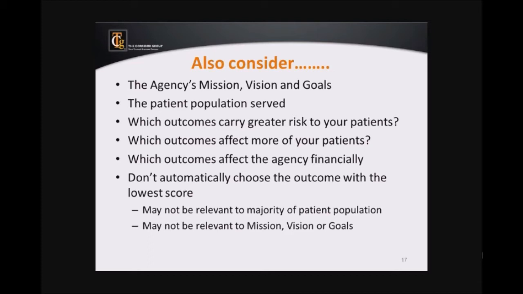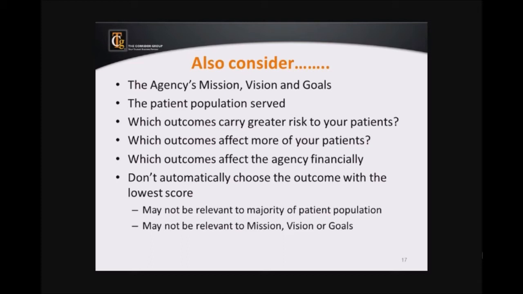But you also need to consider more than just those statistically significant outcomes from OBQI. When you are selecting an outcome for an improvement initiative, there are other things to take into consideration. First, what is your agency's mission, vision, and goals? How do they apply to the potential outcomes you have selected from OBQI or Home Health Compare? What is your patient population? If a less statistically significant outcome is more applicable to your patient population, you might want to choose that rather than the more significant outcome.